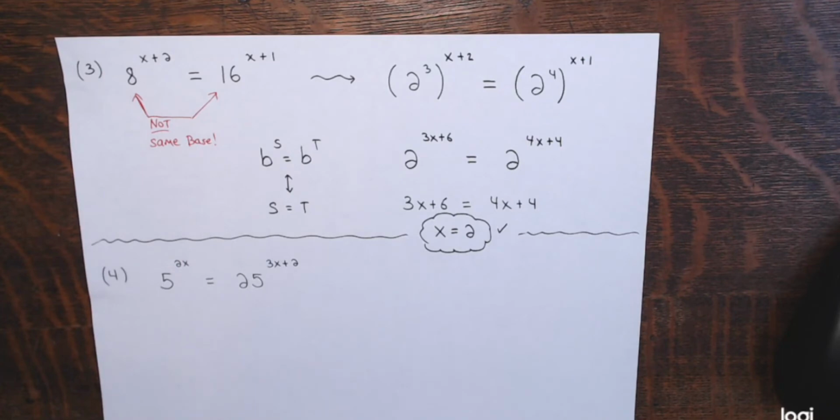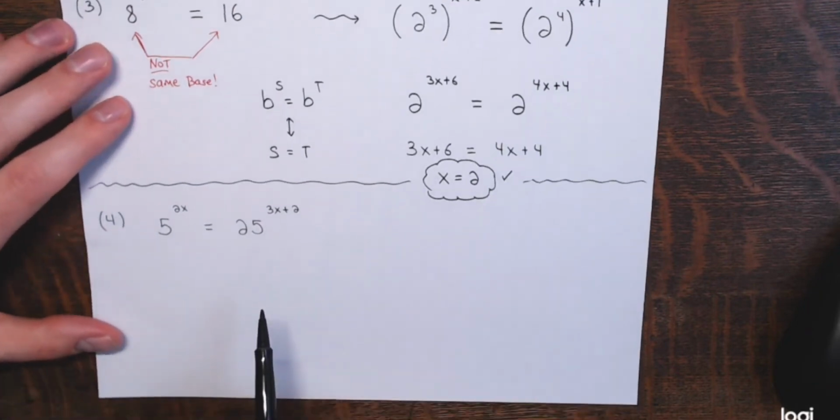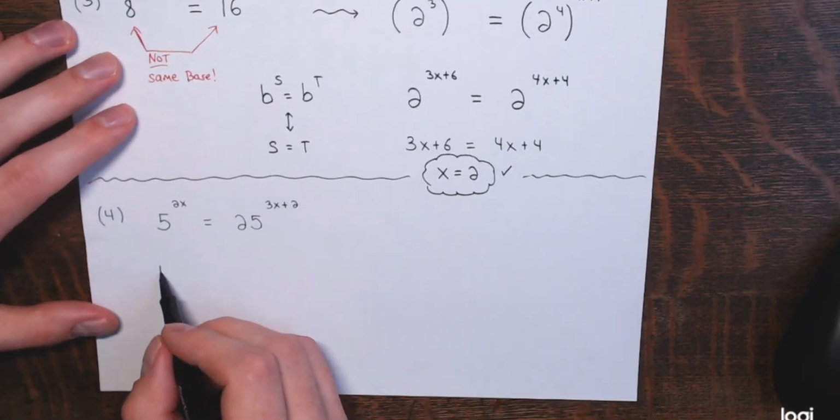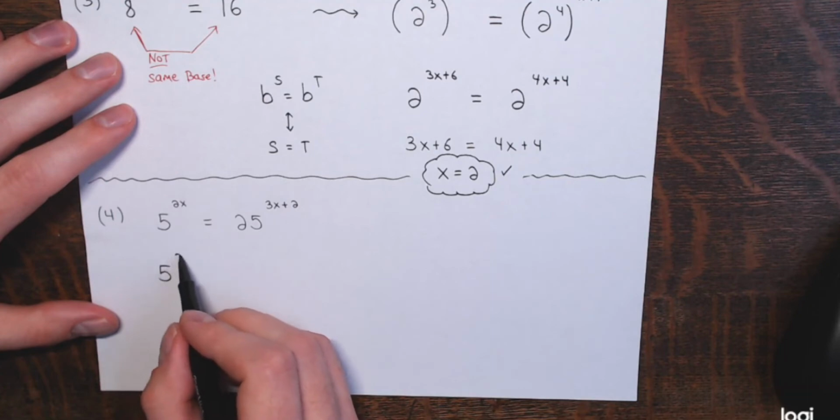Next one, same issue. Sure, both sides are a single base to a single power like this, but they're not the same base, right? Base 5 on the left, base 25 on the right. But 25 is a power of 5, right? It is 5 squared. So, like with the last problem, the left side I'll keep as 5 to the 2x power.